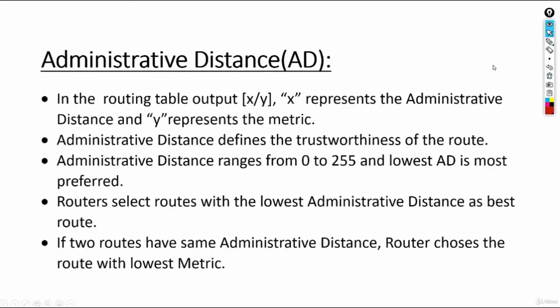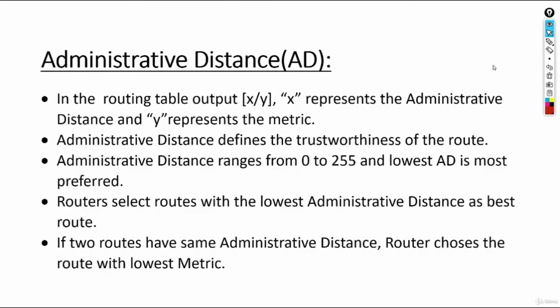What is administrative distance? We talked about administrative distance and metric before. In the routing table, in the square brackets, if you see x/y, the first number represents the administrative distance and the second number represents the metric. The administrative distance basically tells how trustable the routing protocol is. So administrative distance defines the trustworthiness of the route.